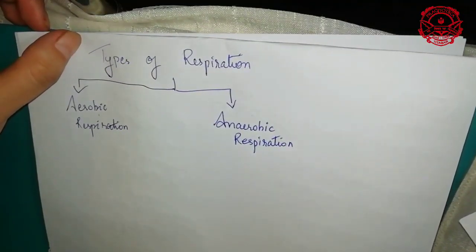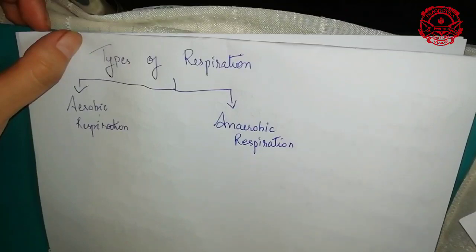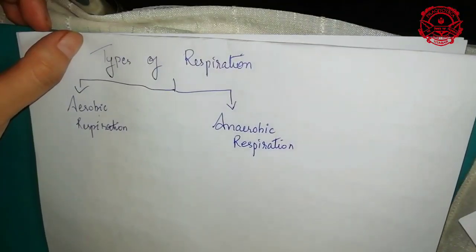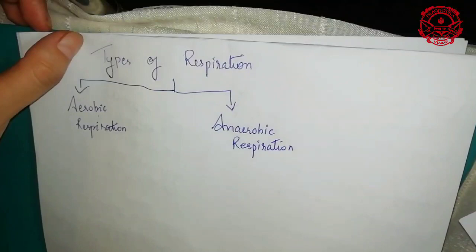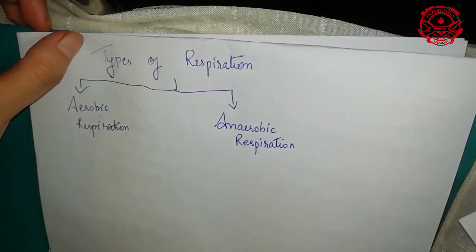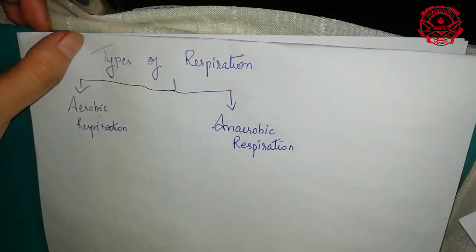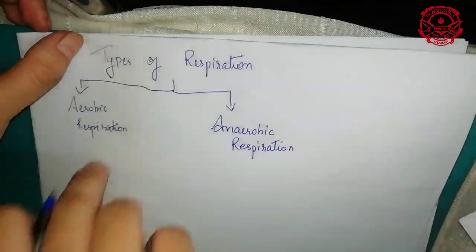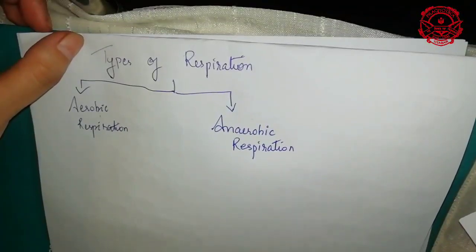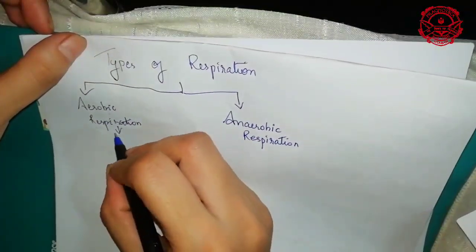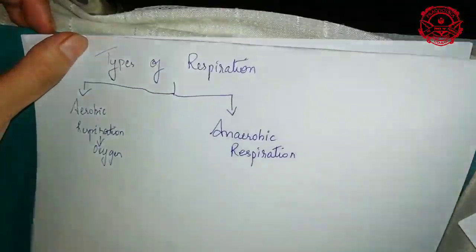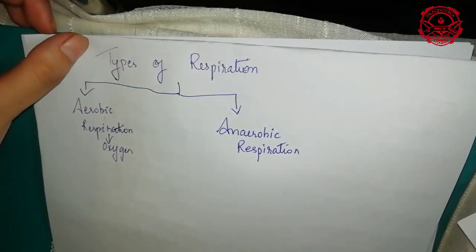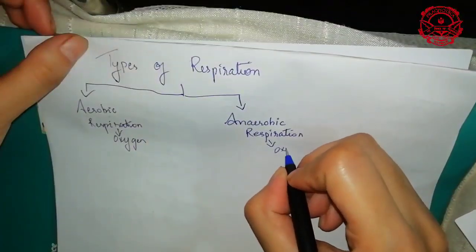Why do we have types of respiration? Because living organisms show two types of respiration, depending on whether they undergo respiration in the presence of oxygen or in the absence of oxygen. By the term aerobic respiration, it means involvement of oxygen: oxygen is needed, or we can say respiration where the breakdown of molecules takes place in the presence of oxygen. And here, oxygen is not needed.